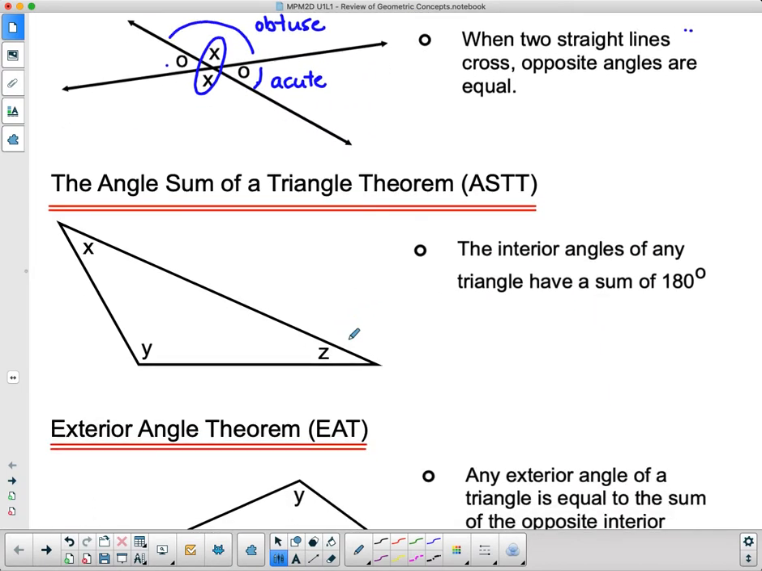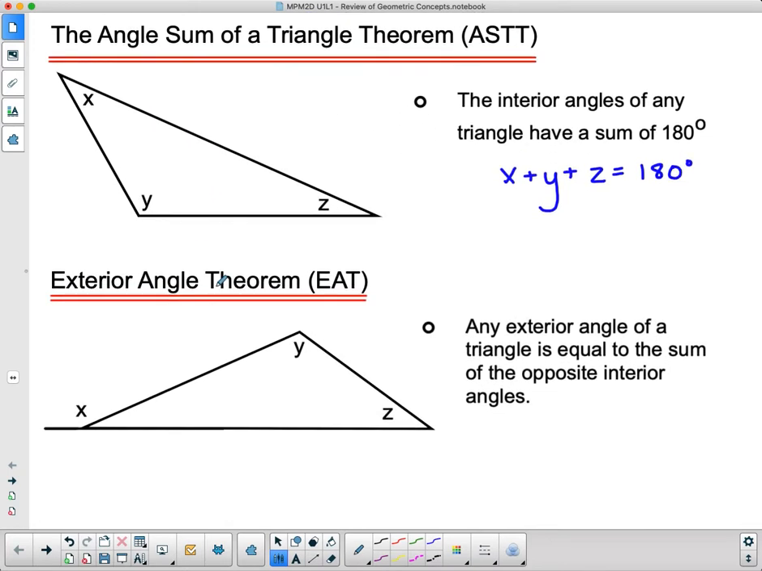Now, moving along, we have the angle sum of a triangle theorem, or ASTT. The angle sum of a triangle theorem tells you that all of the angles within a triangle add up to 180 degrees. So we have x plus y plus z equals 180. This gives you a way of finding a third angle. If you know two angles, then you can just subtract their total off of 180 degrees to find the third one. The next one is the exterior angle theorem, or EAT, E-A-T.